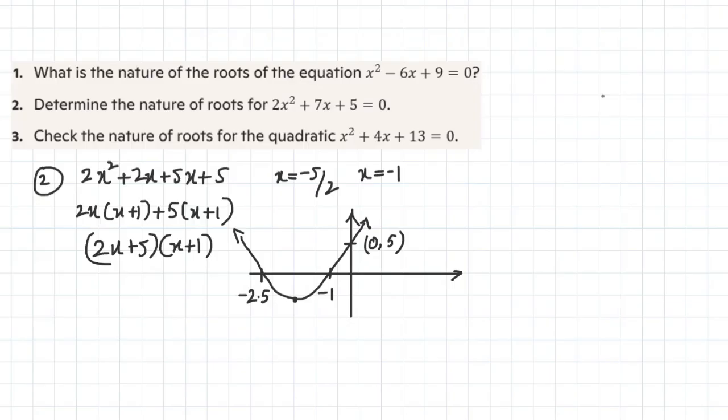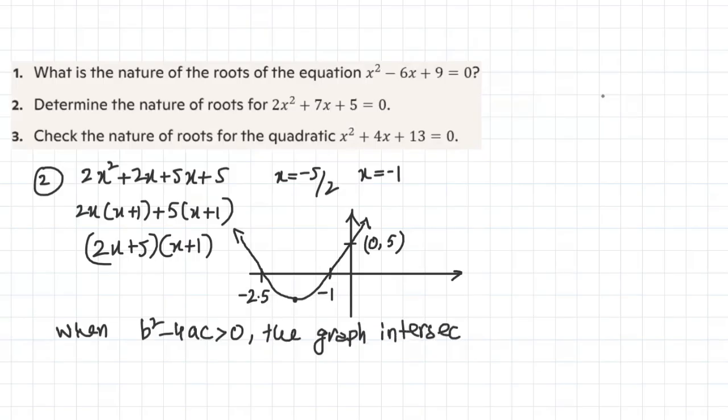So what's the key feature? Can you guess? Okay, take notes on that as well. When b squared minus 4ac is greater than 0, the graph intersects, or you can say the parabola intersects the x-axis at 2 distinct points.